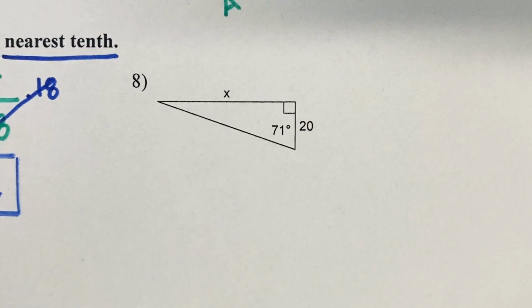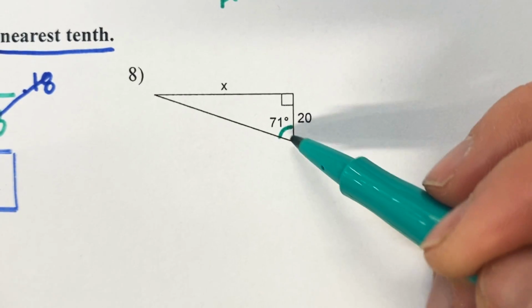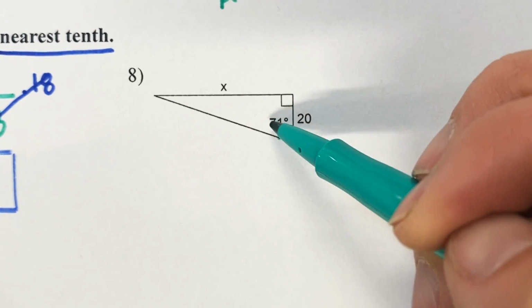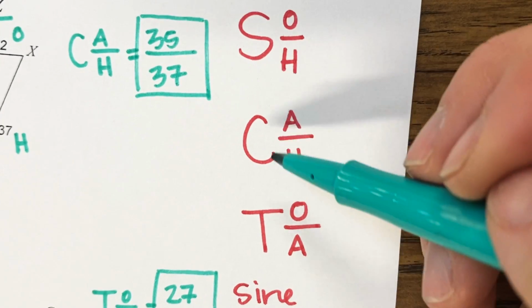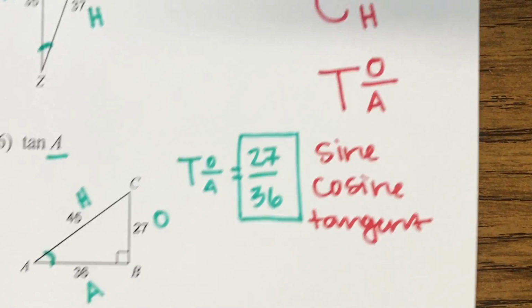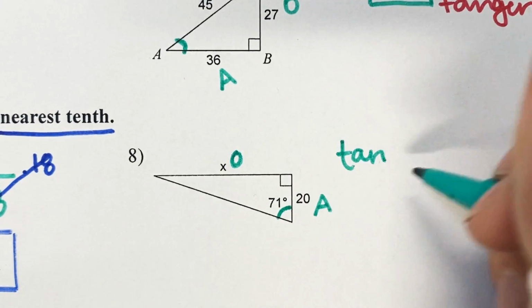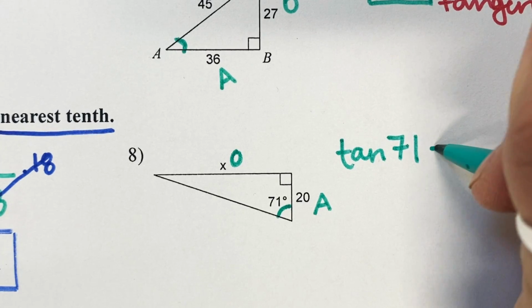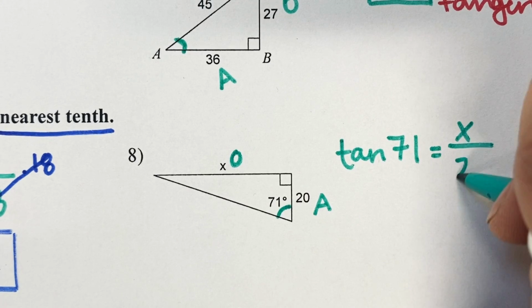So let's find the angle that it's giving us. So we have 71. Okay, and now what sides does it give us based on 71? So this one is actually our opposite and our adjacent. Okay, so which function uses opposite and adjacent? TOA, or tangent. So we're going to have to use tangent of the angle, 71 degrees, equals opposite, x, over adjacent, 20.